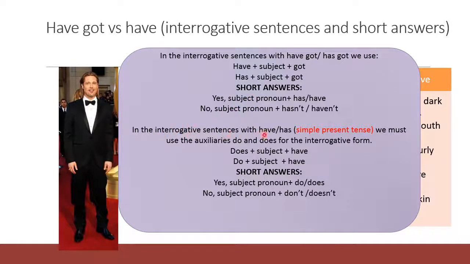In the interrogative sentence with have or has, simple present tense, we must use the auxiliaries do and does for the interrogative form. So we need does plus subject plus have, or do plus subject plus have. In short answers, we have to use yes plus subject pronoun plus do or does, and no plus subject pronoun plus do, don't, or doesn't. Remember, the auxiliaries depend on the subject pronoun. He, she, it, does, and the rest do.